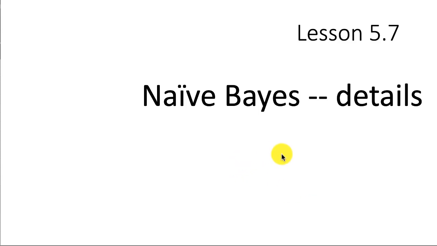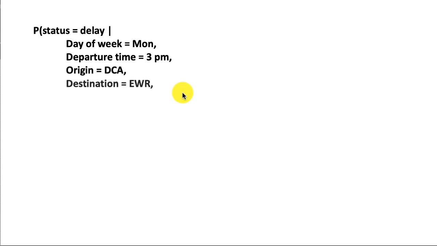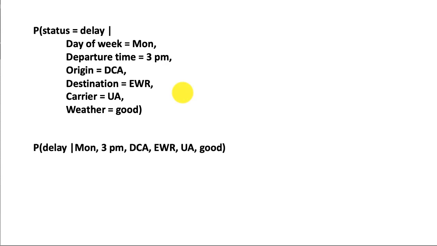Let's get into the details of the approximation that naive Bayes makes. So what we are trying to calculate is this: probability of status equals delay given the values of the predictor attributes. This is what you're trying to calculate, right? So effectively we are saying probability of delay given this. I'm just writing it like this so that it's a little more concise. Probability of delay given Monday 3 p.m.